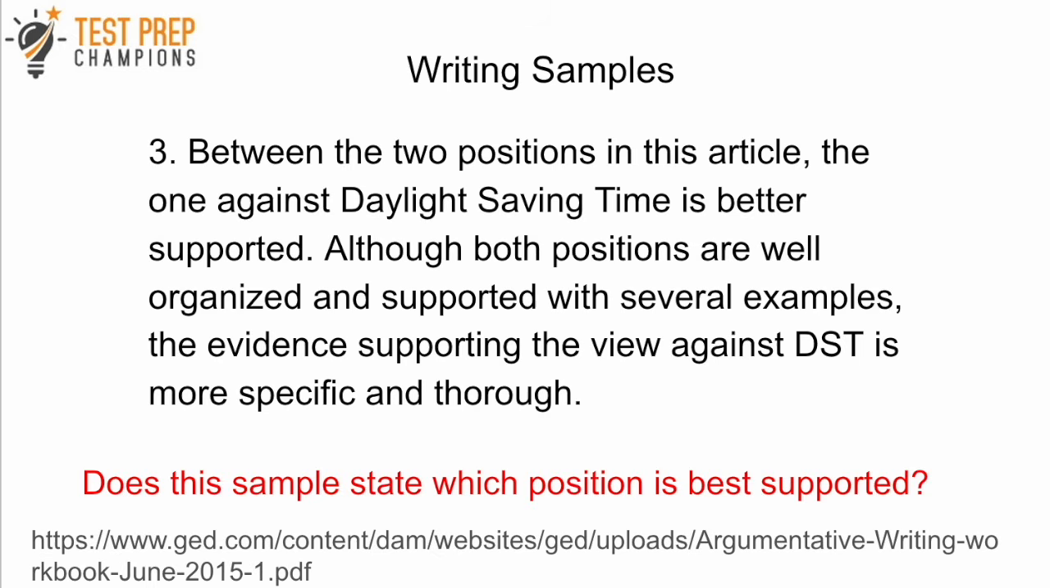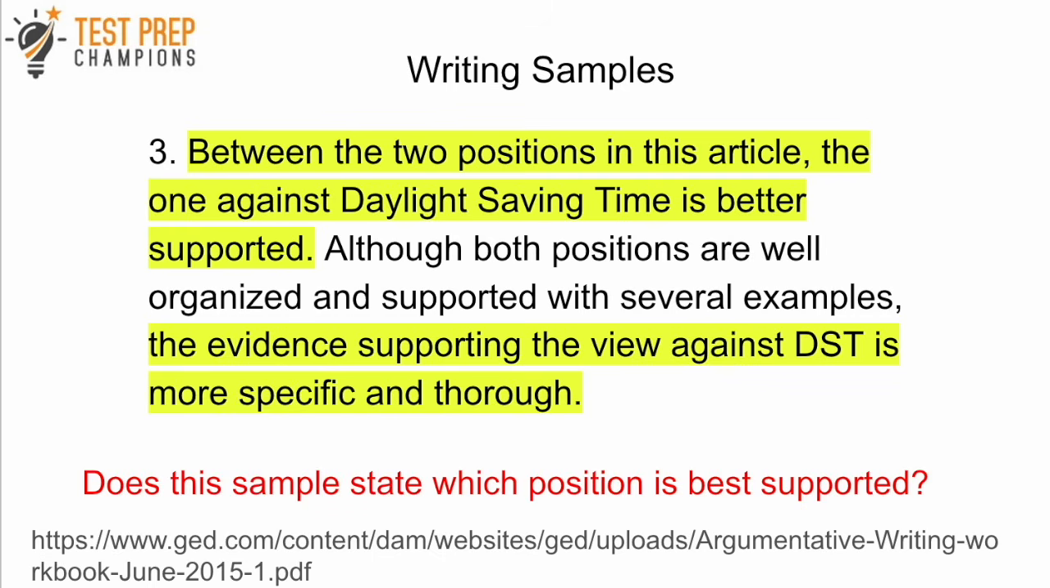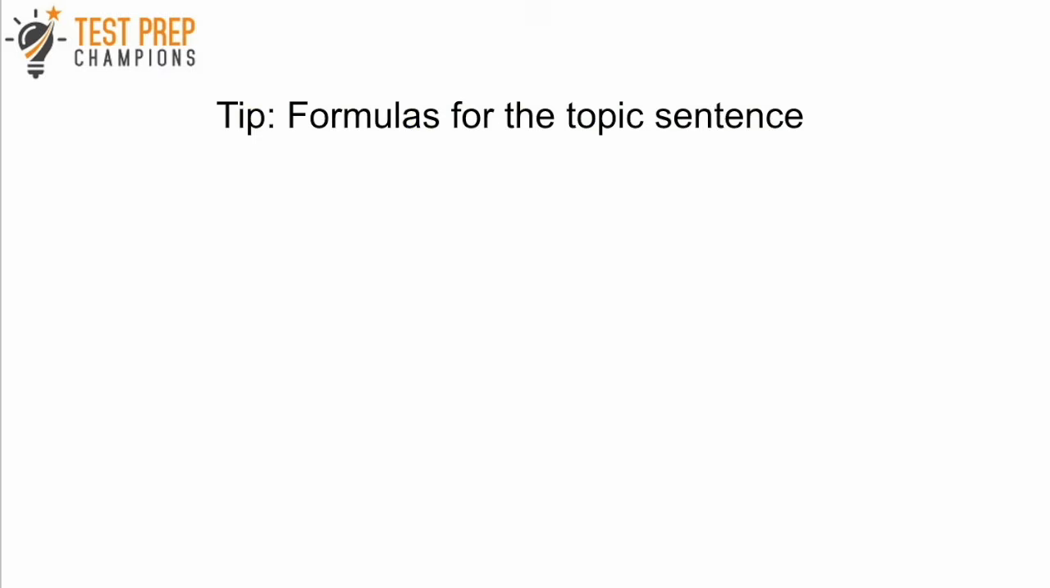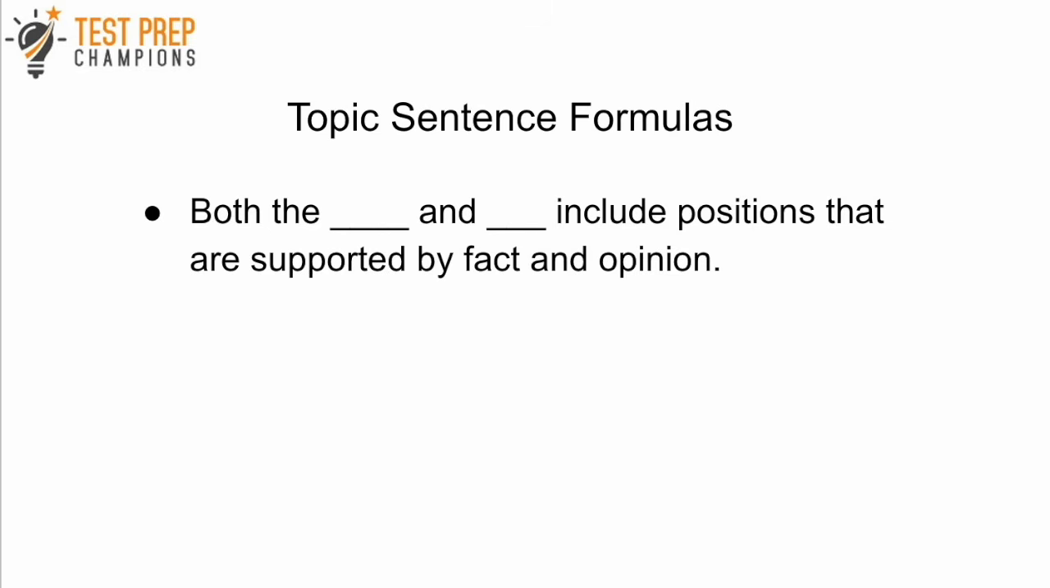Does this sample state which position is best supported? Well, in this case, the answer is yes. Next, we're going to look at some examples of formulas for the topic sentence, and these are just to give you ideas. So the first example says both the blank and blank include positions that are supported by fact and opinion. So if you read a press release and a letter to the editor, you might say something like, both the press release and the letter to the editor include positions that are supported by fact and opinion, just to give you an example.